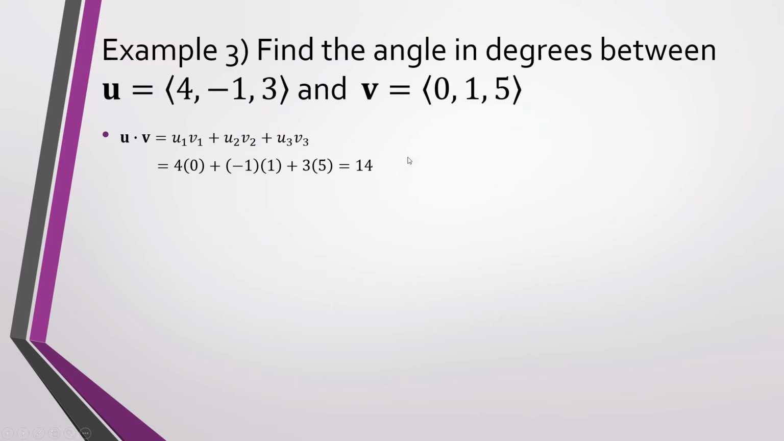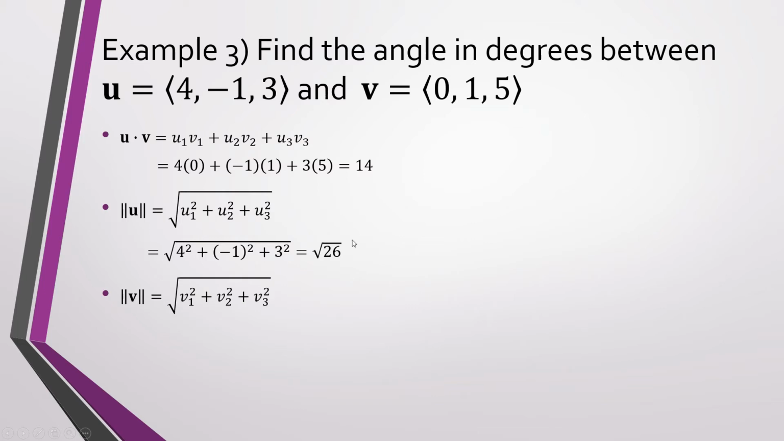We find the magnitude of vector u, so square each component of the vector and then add those together, and then take the square root. So we have 4 squared plus -1 squared plus 3 squared. 4 squared is 16, -1 squared is +1, 3 squared is 9, so 16 plus 1 plus 9 is 26, so we end up with the square root of 26.